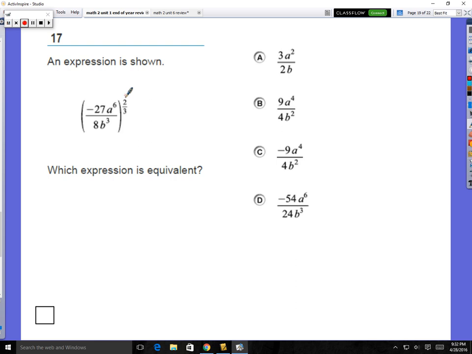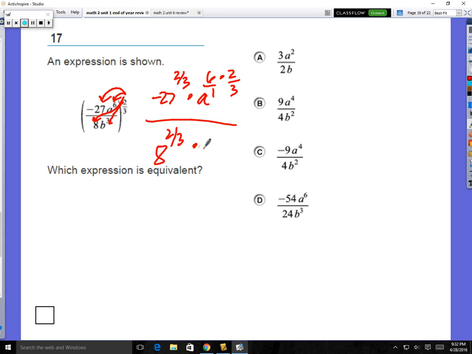Alright, now this 2 thirds needs to be taken to each factor in the parentheses. So it's going to be minus 27 to the 2 thirds times a to the 6 times 2 thirds. And on bottom, it's going to be 8 to the 2 thirds times b cubed times 2 thirds. So now check it out.